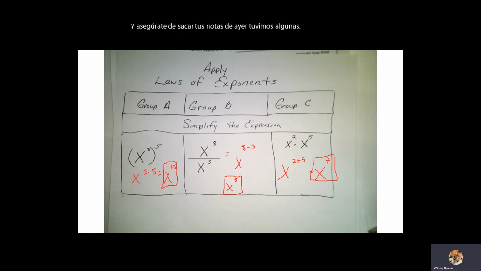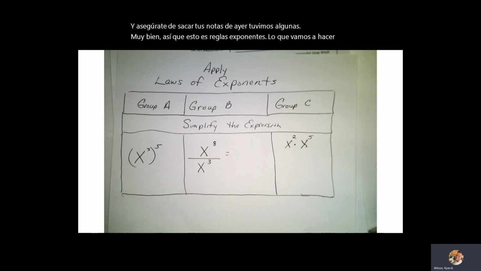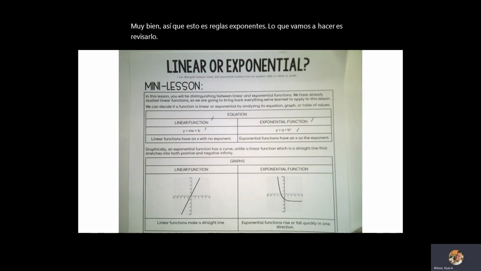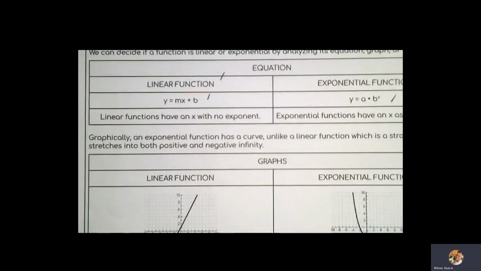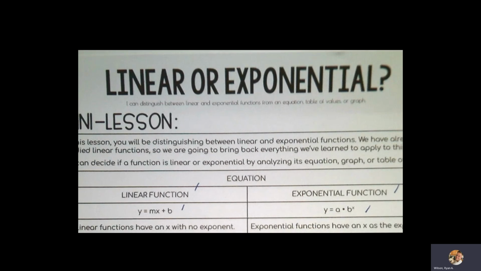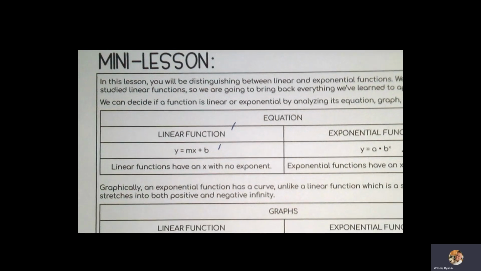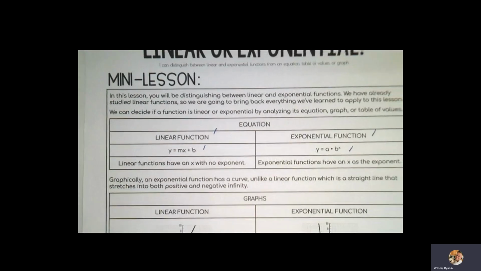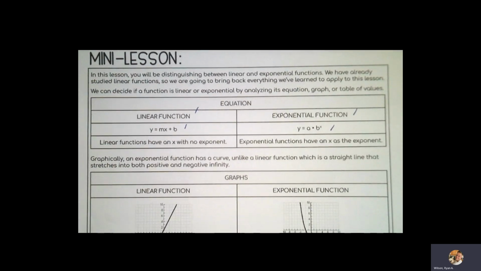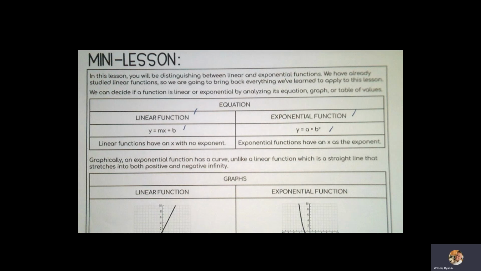All right, so this was exponent rules. What we're going to do is we are going to review yesterday's work. All right. If you need to write some of this out, you're more than welcome to. This was the work from yesterday, the notes from yesterday. So your mini lesson was linear exponential, and they wanted you to determine the difference between a linear and an exponential function. All right. So what I have on the board is the first part of the notes.